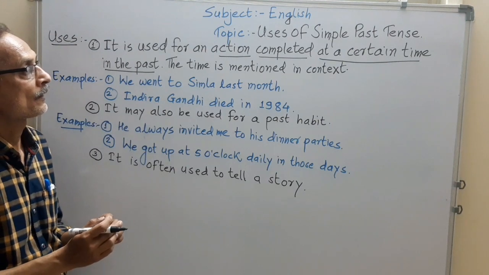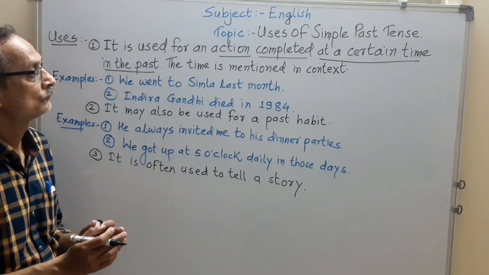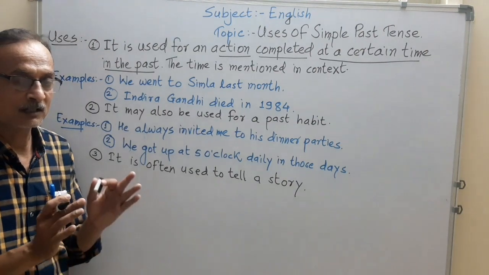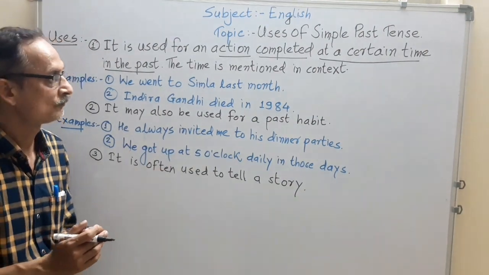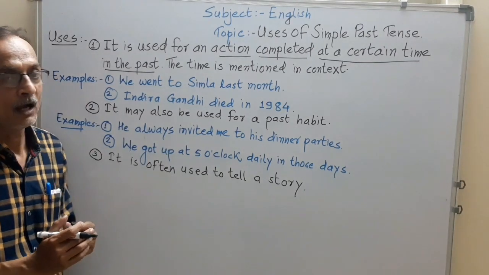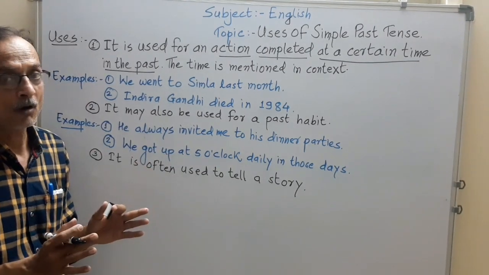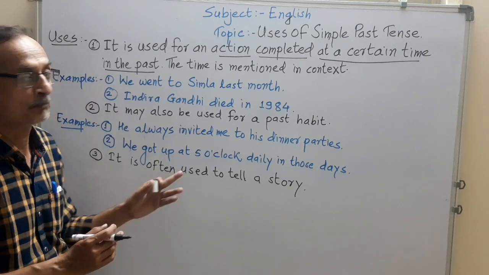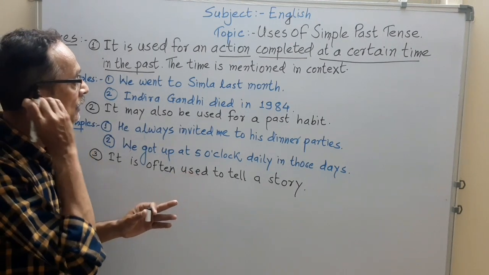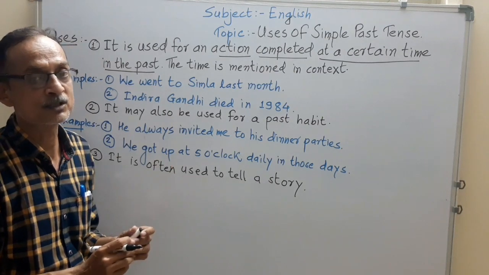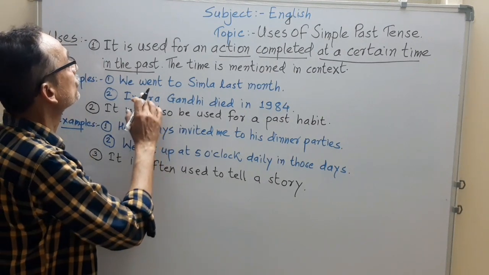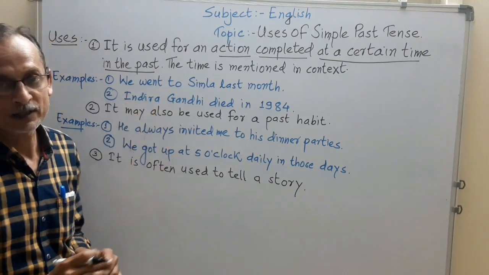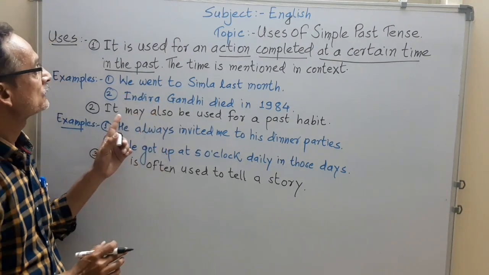It means any action completed at a certain time in the past, and the time of the completed action is mentioned in the context. In such a situation, we use simple past tense. Let me show the examples.